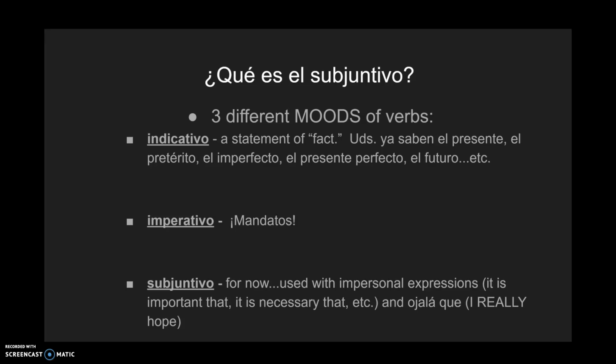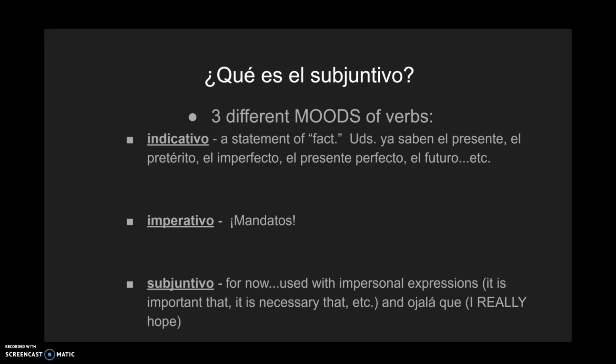For now, we use it with impersonal expressions, and these are things like it's important that, it's necessary that, etc. And an expression that means ojalá que. Ojalá actually comes from Arabic. It really translates to a form of O Allah, or O God. When I'm looking for it in class, you'll really have me writing down or saying I really hope, to indicate that in a translation or listening situation. That's what I want you to use, okay?